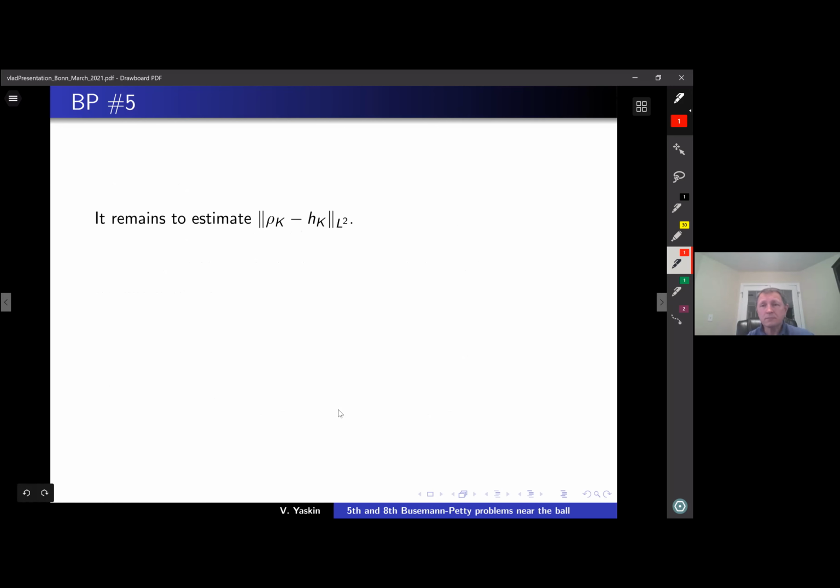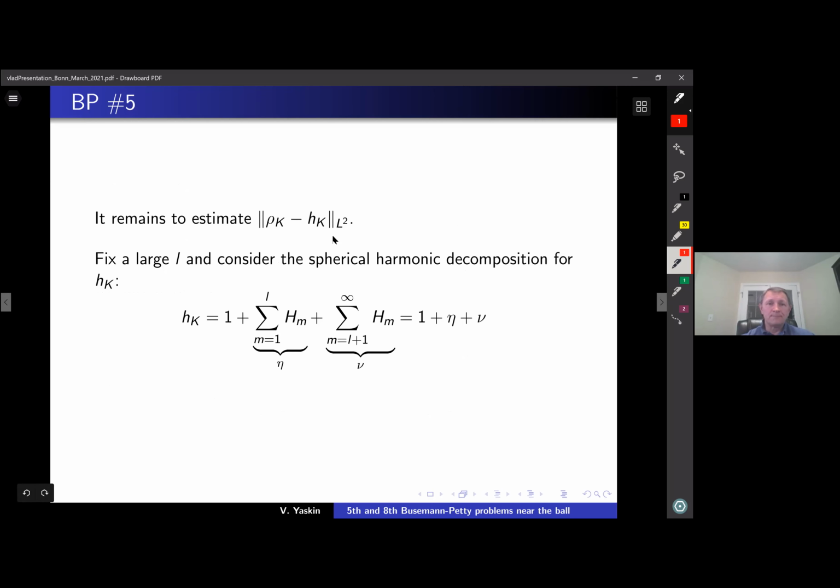Also, I replaced rho_K by h_K above. But again, we'll see that this is not a problem. They are close to each other in the L2 norm. So how to do that?